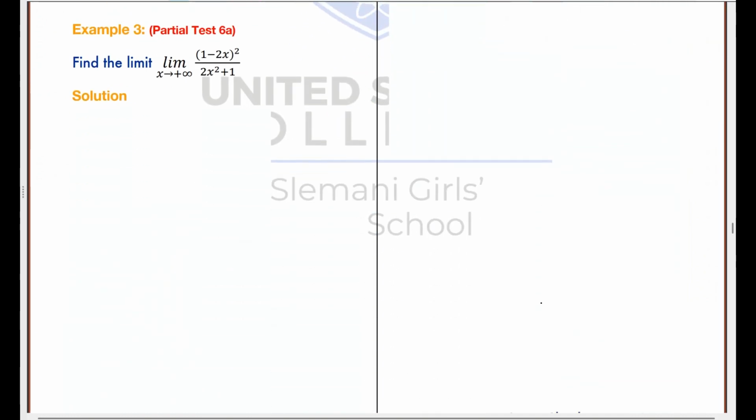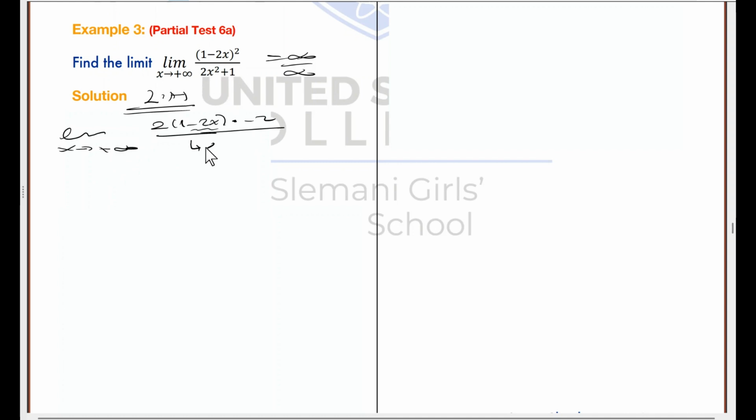Okay, partial test 6a. Find the limit. When I insert infinity, I will see an infinity over infinity case, which will lead me to use L'Hopital's. So let's apply L'Hopital's. Take the derivative of the top, 2 comes down in front, multiplied by the derivative of the inside, over the derivative of the bottom, 4x.